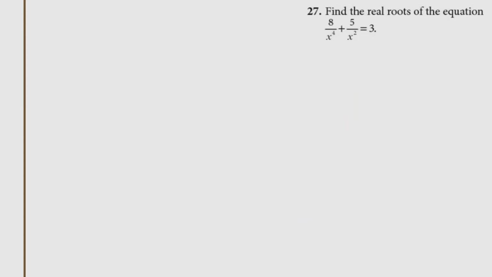Oh, there's some fractions here. So this is about more complex quadratic equations. So pause the video, and my workings will be reviewed in 5, 4, 3, 2, 1.